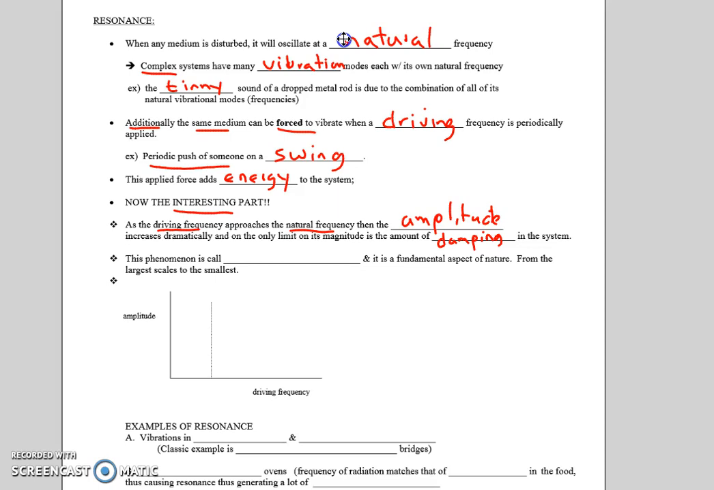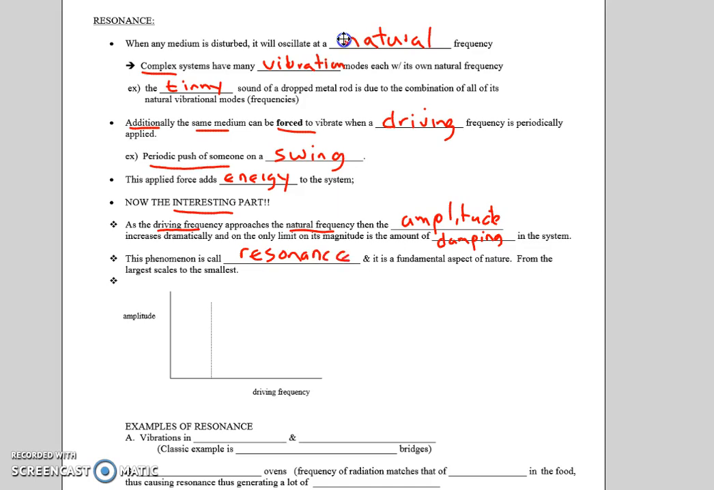But don't worry about this. So in other words, you can get the amplitude to go higher and higher and higher to a certain limit when your driving frequency matches your natural frequency, or is very close to it. And this phenomenon is called resonance. Okay, so let me say it again.